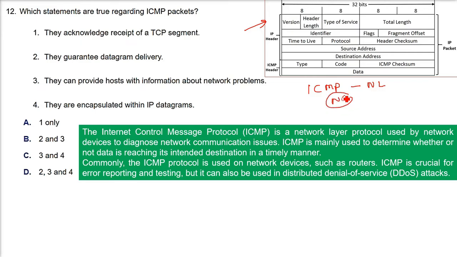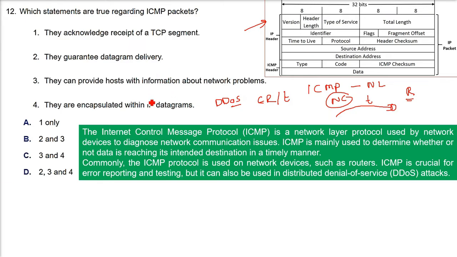So this ICMP, Internet Control Message Protocol, is mainly used to determine whether or not the data is reaching its intended destination in a proper, timely manner. Commonly this protocol is used on network devices like routers, and it is very crucial for error reporting and testing. But it can also be used for DDoS, that is distributed denial of service attacks.